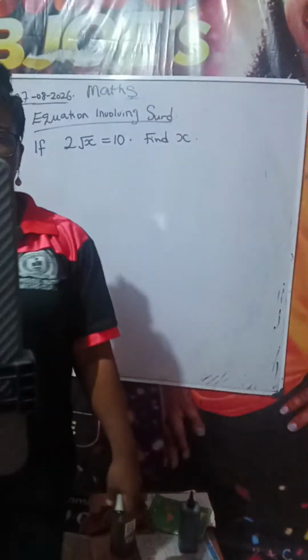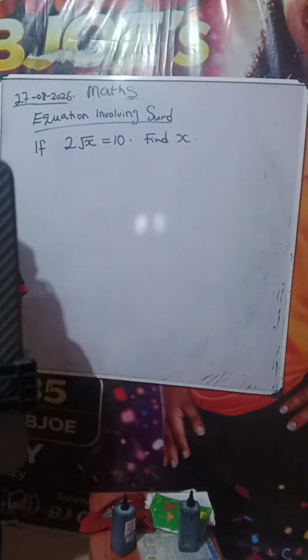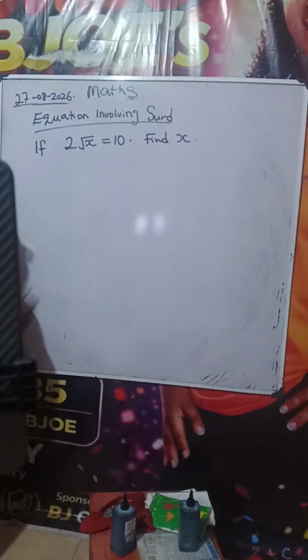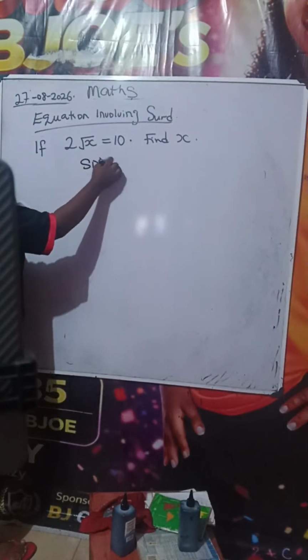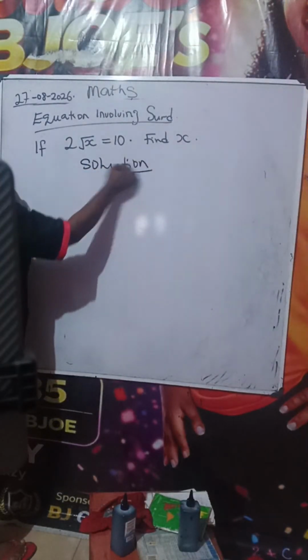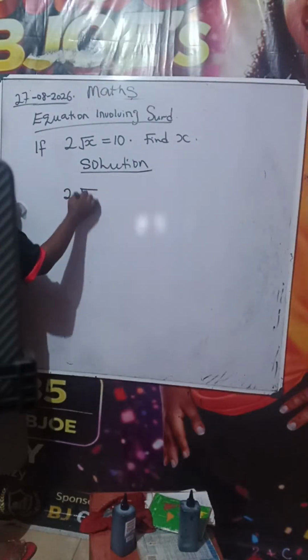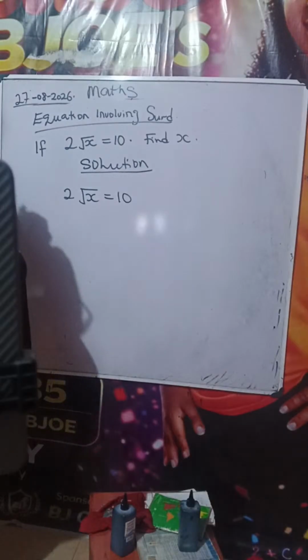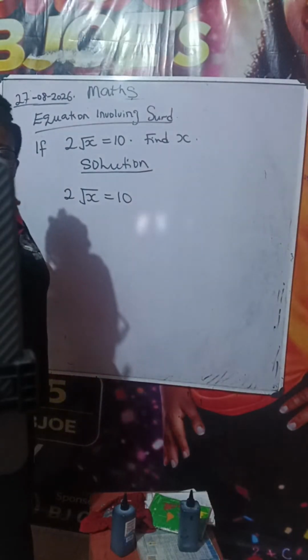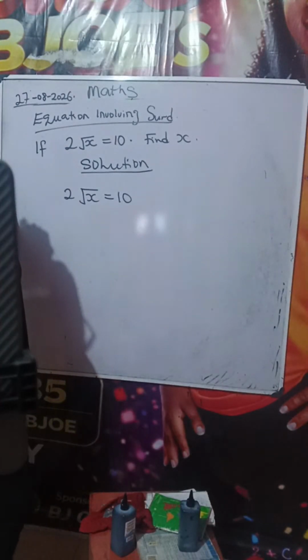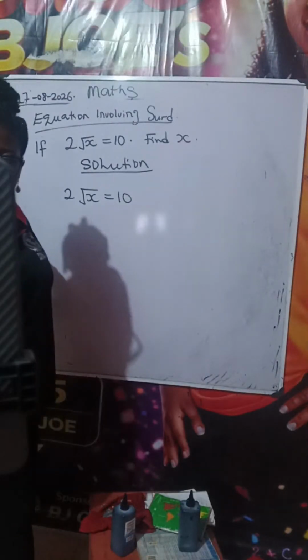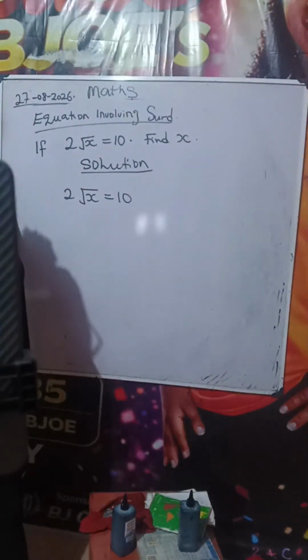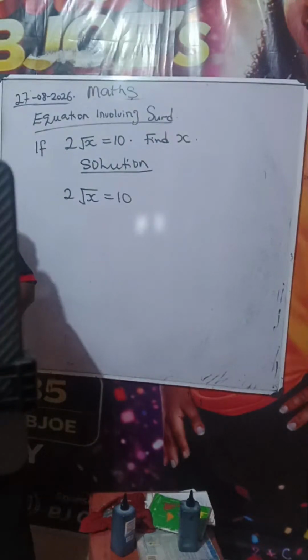All right, so let's answer this question. So we have the solution. We have 2 root x equals 10. First, what is the first thing I'm going to do? What's going to be the first step for us to answer this?